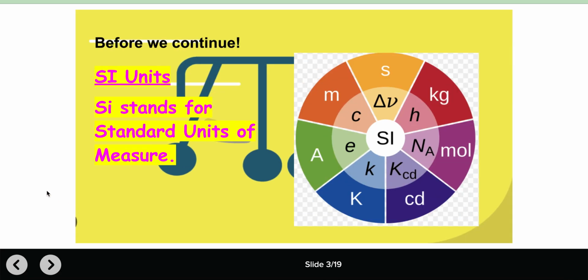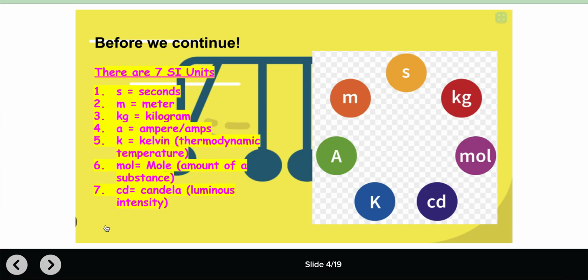Before we go any further in today's lesson, we have to talk about something called SI units, and all that means is standard units of measure. The abbreviation SI just means standard units of measure, and it's the most common things that we use throughout science, such as seconds, meters, Kelvin, kilograms, all those things. Those are called standard units of measure. Let's make sure that we have all of them written down, because there's 7 of them. There's a lot. I'm not going to test you on all of them, but I'm definitely going to test you on like the top 3 or 4.